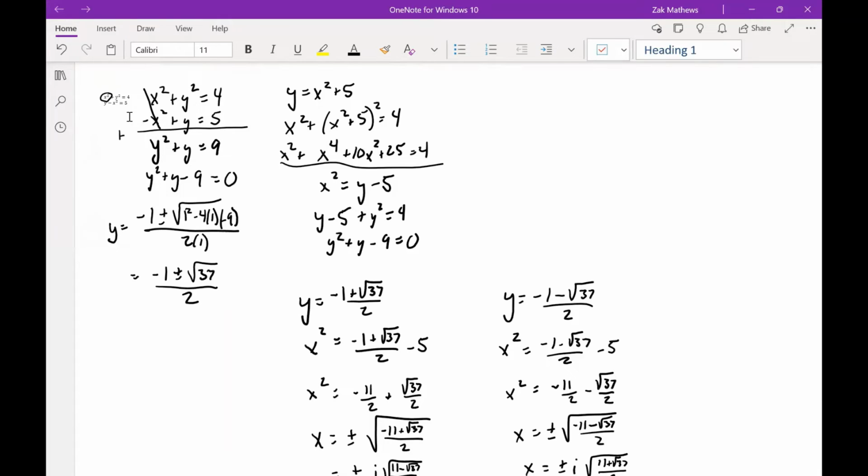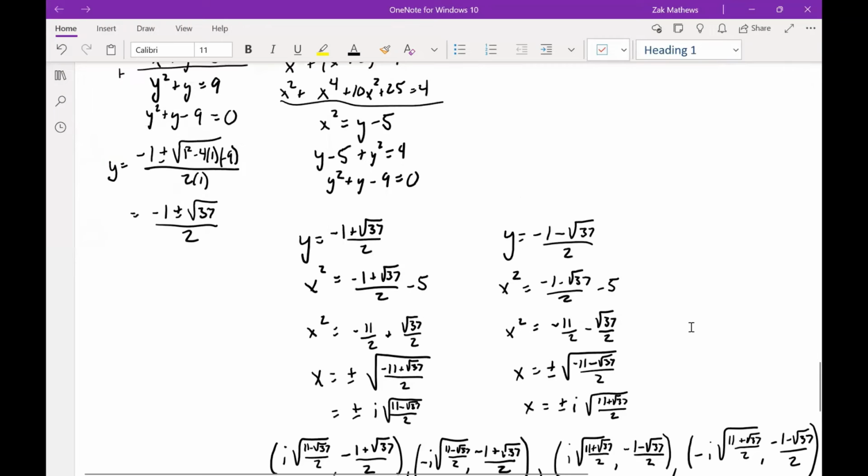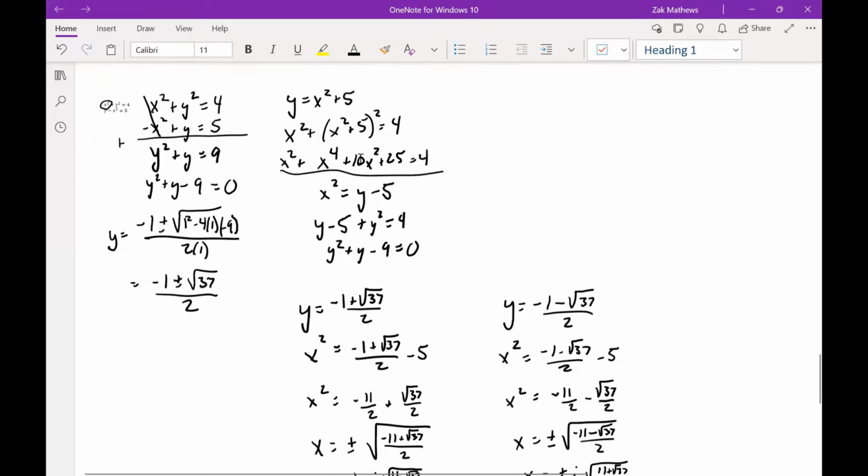We could have also substituted either the x's or y's. To substitute in y equals x squared plus 5, we ended up with this degree 4 polynomial. That's why we're going to end up with so many solutions right away. We're going to get these ugly imaginary numbers right away. And that's going to be kind of a pain, quite honestly, to plug back in and simplify to get those y's. We can do it, but it's going to be a little bit more work.